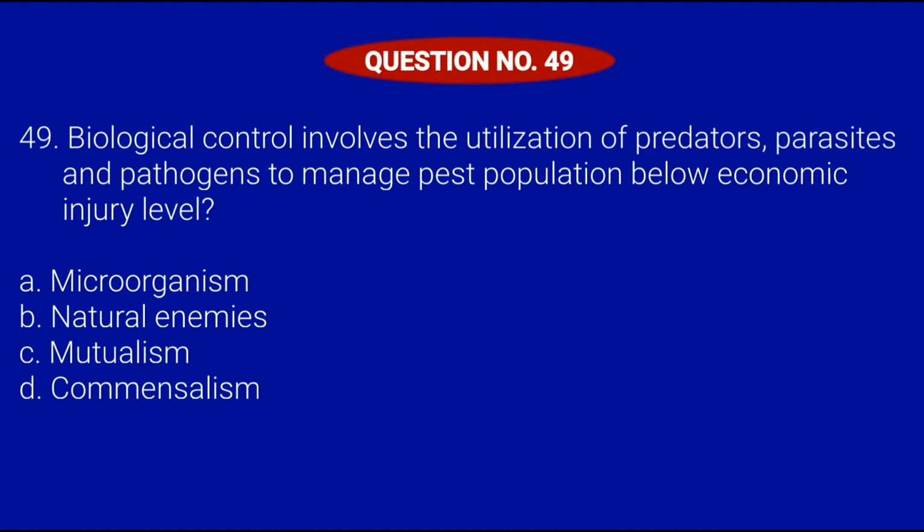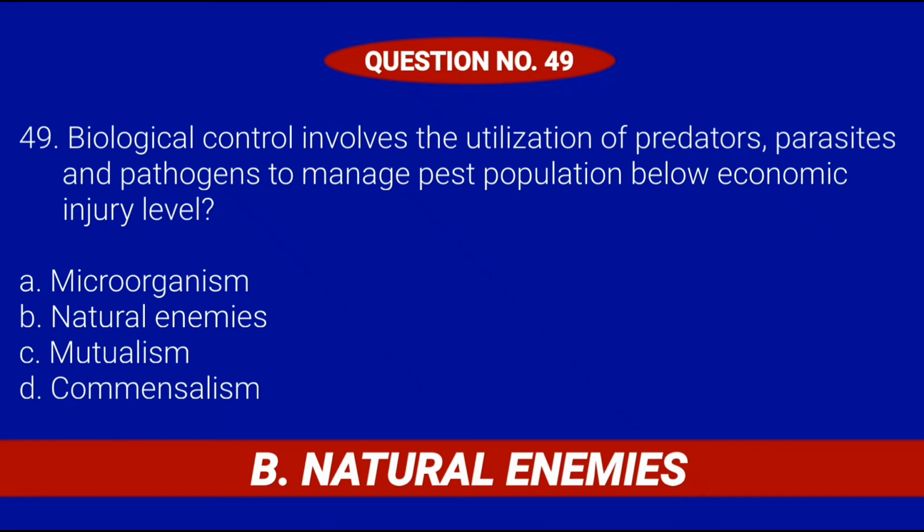Question number 49. Biological control involves the utilization of predators, parasites and pathogens to manage pest populations below economic injury level. Letter A. Microorganism. Letter B. Natural enemies. Letter C. Mutualism. Or letter D. Commensalism. Correct answer is letter B. Natural enemies.